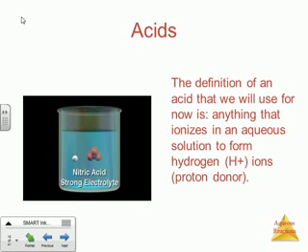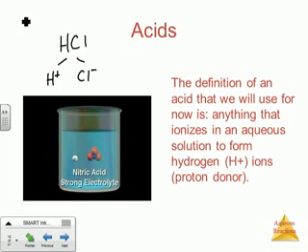Okay, so for now, when we define an acid, we're going to say that it's anything that, when you put it into an aqueous solution, forms H plus ions. In other words, for it to be an acid, for our definition for right now, it has to have hydrogen attached to it, which we've talked about before. An example of that is something like HCl. When you put that in a solution, it breaks apart into H plus and Cl minus.